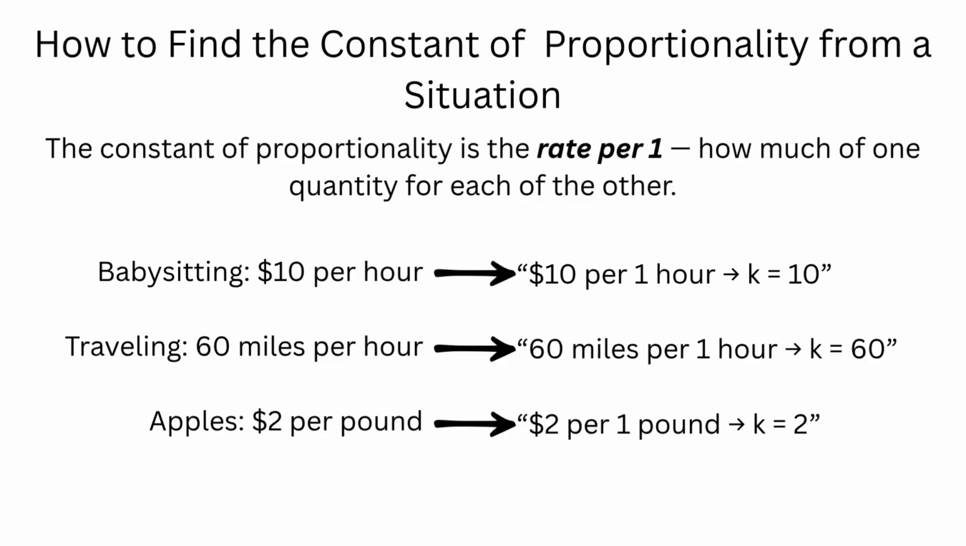For example, babysitting. You get paid $10 per hour, K equals 10. You're traveling 60 miles per hour, K equals 60. Apples cost $2 per pound, K equals 2. Those per statements literally are the constant of proportionality. But what happens if they don't tell you the rate per one or how much each one is? Then you have to transform the rate you are given into a per one rate.